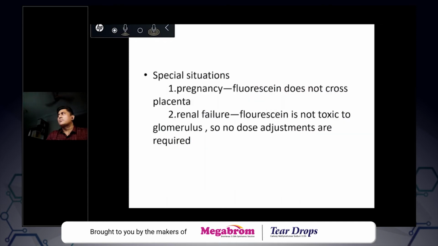Now we will look at some of the situations where this is again commonly asked for your exam. Situations where you should avoid fluorescein angiogram. Can you do fluorescein angiogram in pregnancy? This was a question in DNB exams. Yes, theoretically you can do because fluorescein does not cross the placenta. Renal failure, yes, fluorescein is not toxic to the glomerulus, so theoretically you can do fluorescein angiogram in renal failure, and no dose adjustments are required. But the majority of us are afraid to do it in pregnancy and in renal failure. But theoretically we can do.